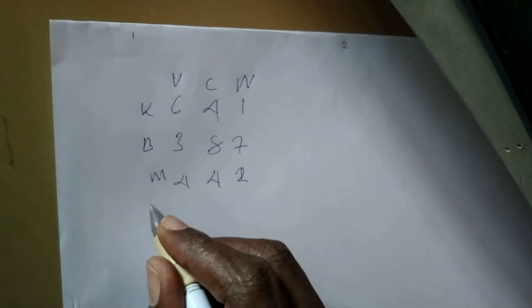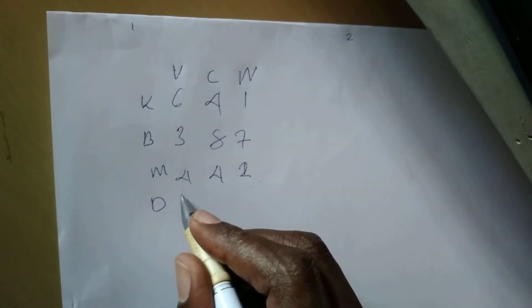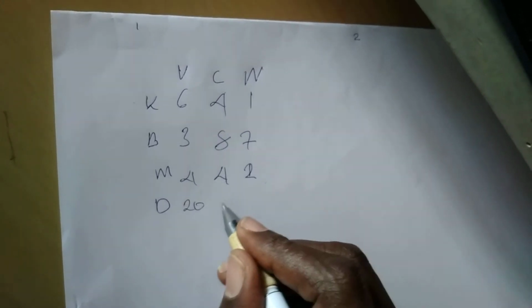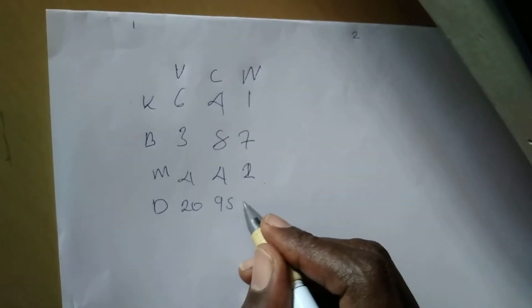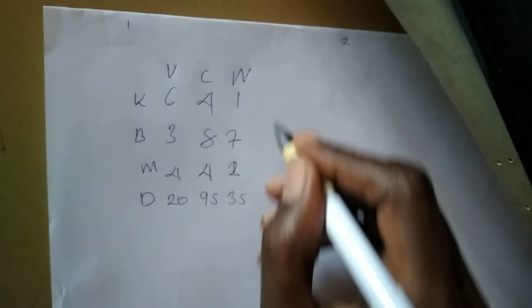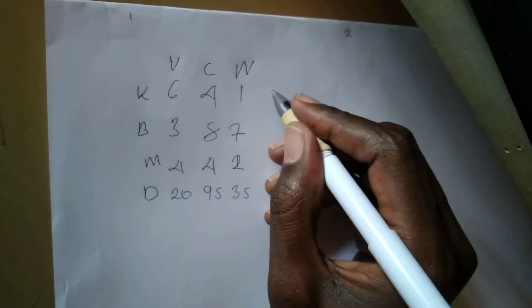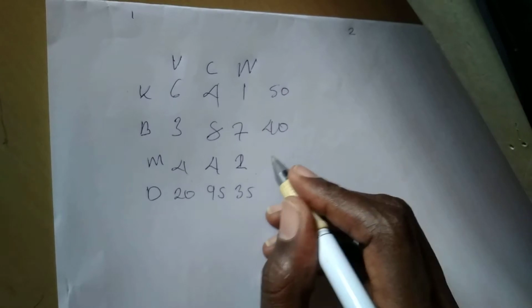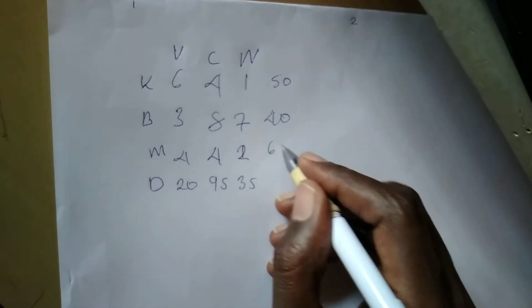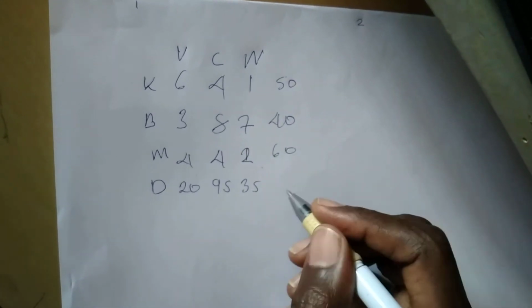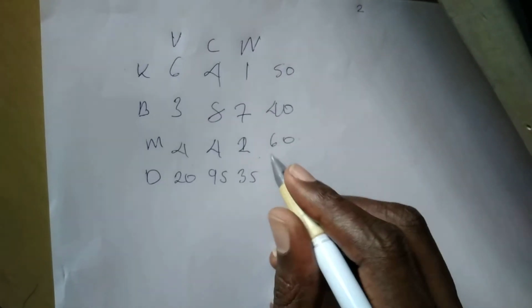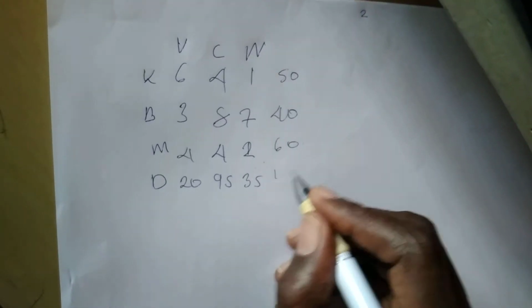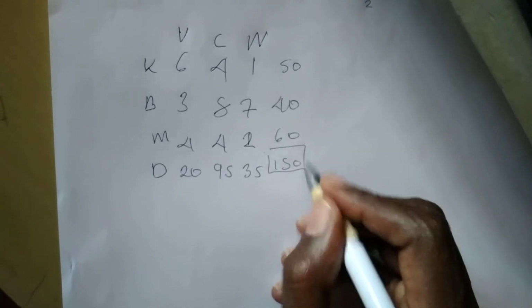Now our demand, as far as our question is concerned, is 20, 95, and for Nairobi is 35. For Kapsabet, supply is 50, then 40 for Busia, and 60 for Meru. Now we said to actually find out if the question is balanced, you total both sides. You realize the total gives us 150. So the question is balanced.